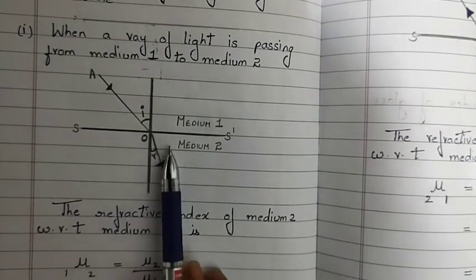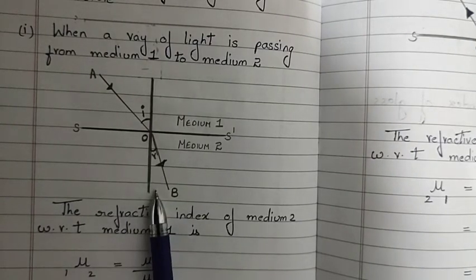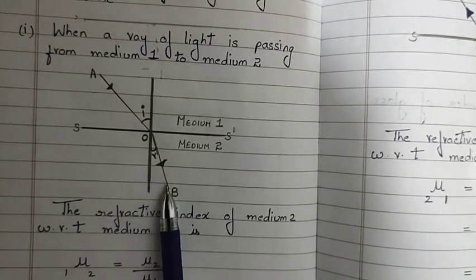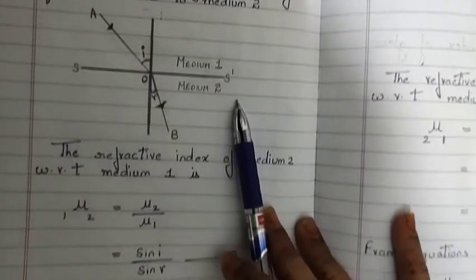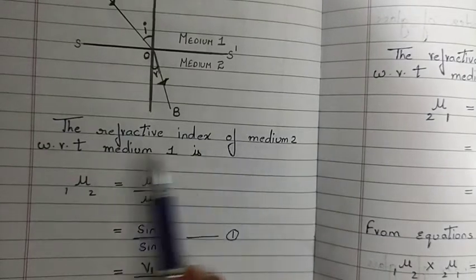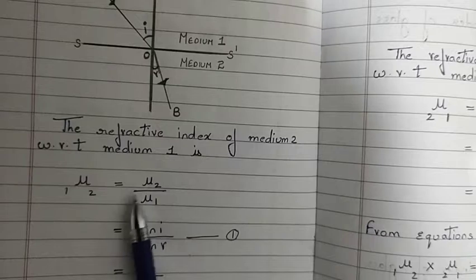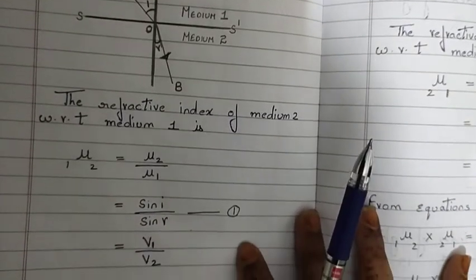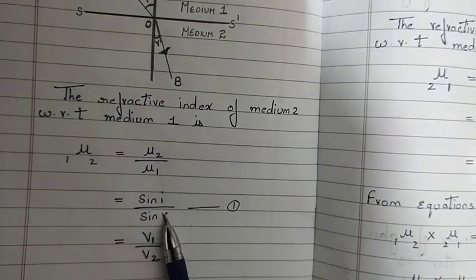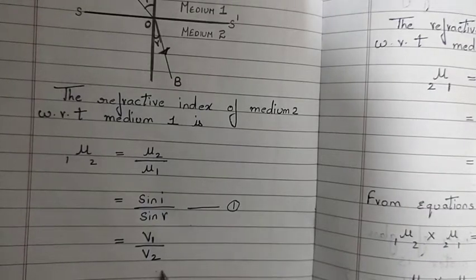Now once the light ray enters medium 2, you can see the light ray has bent towards the normal. This bending of the ray gives the refracted ray. Here the refractive index of medium 2 with respect to medium 1 is written as mu12, that is equal to mu2 by mu1. This is nothing but sine of angle of incidence by sine of angle of refraction, which is equal to the speed of light in medium 1 with respect to the speed of light in medium 2.